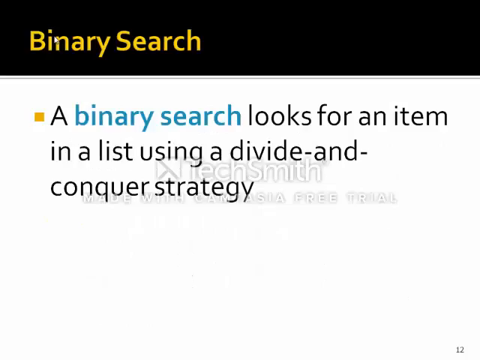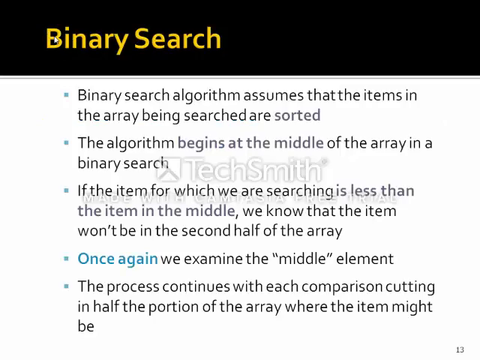So a binary search looks for an item in a list using a divide and conquer strategy. Divide and conquer means that we will divide an array into an equal number of parts, and we will search for an element in those different parts. So one of the main important things to implement a binary search is that the array must be in sorted order. Sorted order means that it can be in ascending order or it can be in descending order.